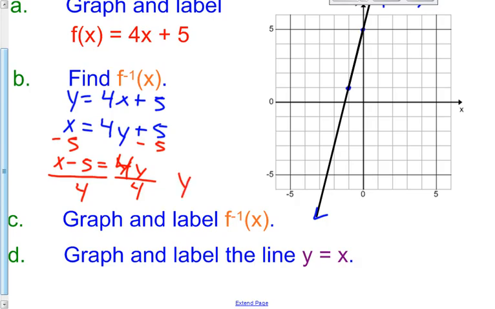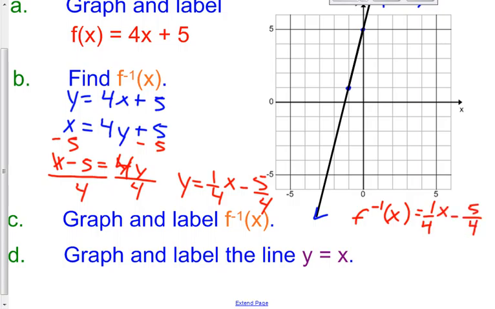So y equals 1/4 x minus 5/4. So we're going to rewrite that again, class, as the inverse function. So the inverse function of x equals 1/4 x minus 5/4. There's step letter B. Step letter C says graph and label the inverse function.